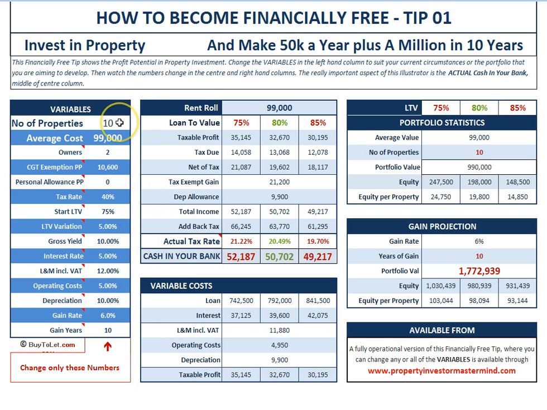You start off deciding how many properties you're going to buy today, tomorrow, or over a period of time, and the average cost. We've got this set at 10 properties with an average cost of less than 100,000, or 99,000 to be exact. Then how many people are going to own these properties? How many people are going to be taking part in the development of this portfolio? And the reason for that is that each individual person is entitled to a capital gain exemption of currently £10,600.